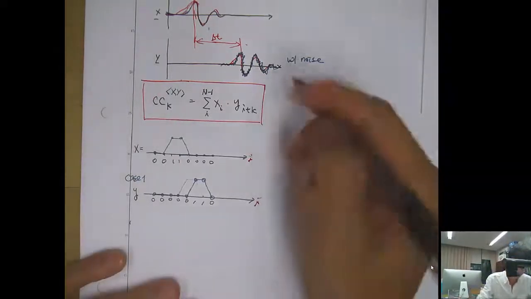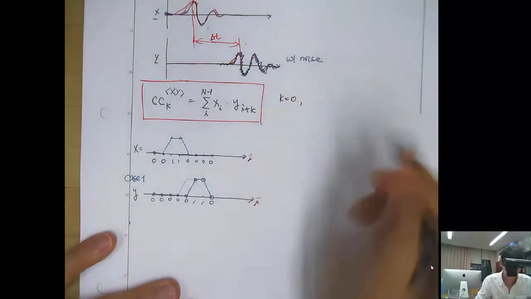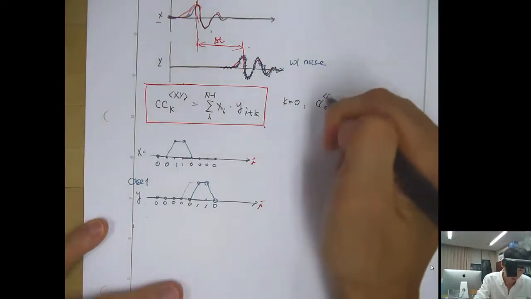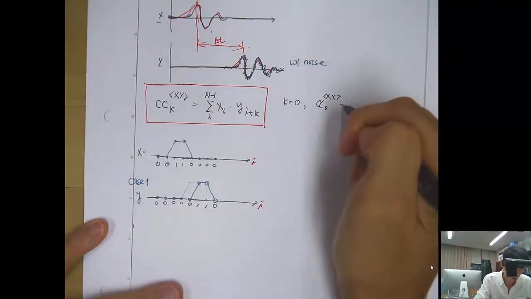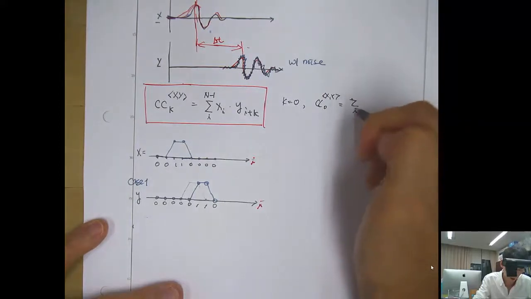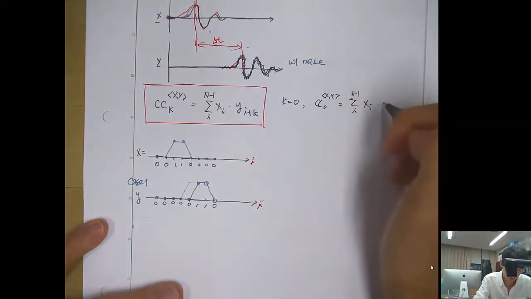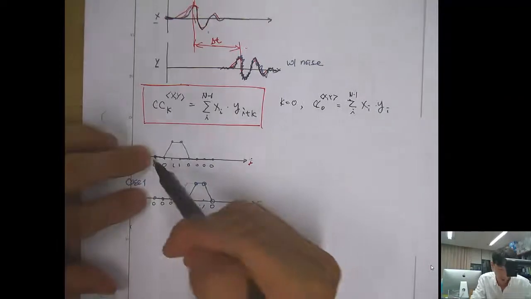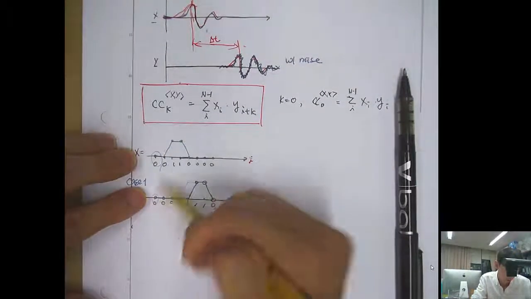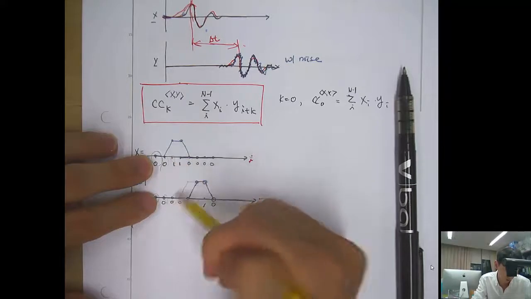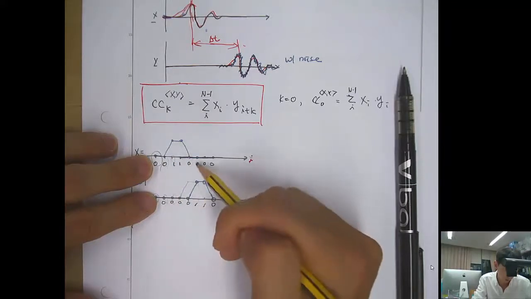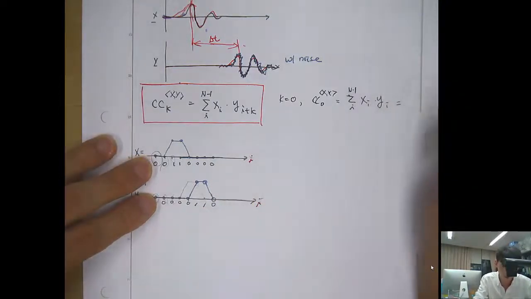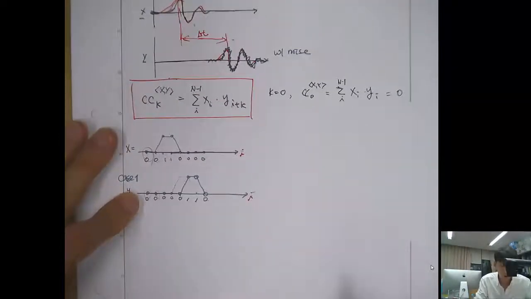So then when k is 0, what happens? When k is 0, CC0 of XY is the summation from i equals 0 to n minus 1 of x_i times y_i. So when i is 0, you just multiply this and this, right? And this and this, 0, this and this, 0, 0 times 0, 0 times 1 is 0, 0 times 1 is 0, 0 times 0 is 0. So the summation of all of these zeros will be 0, right?